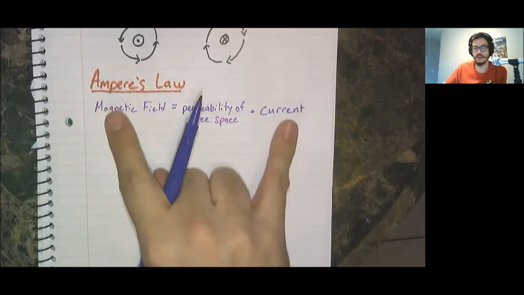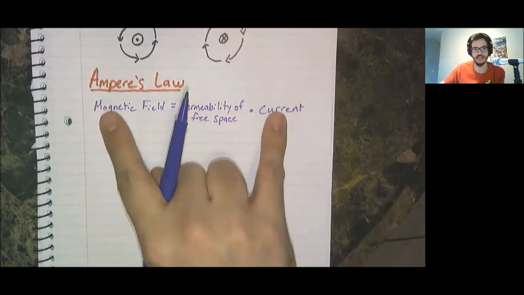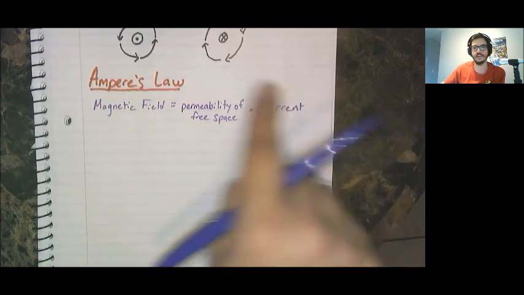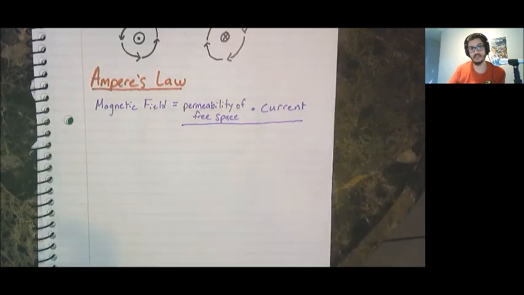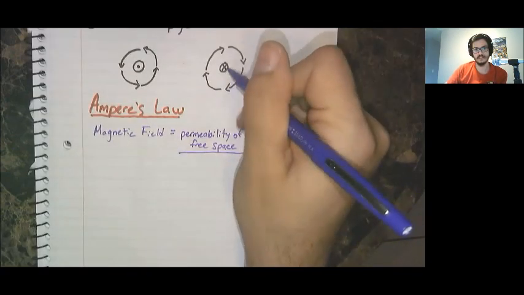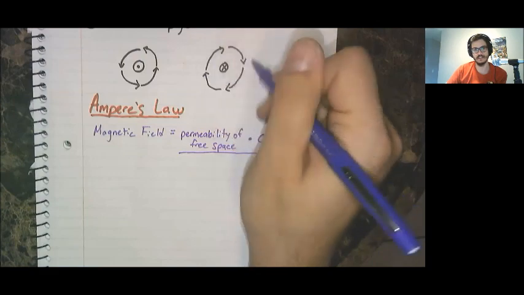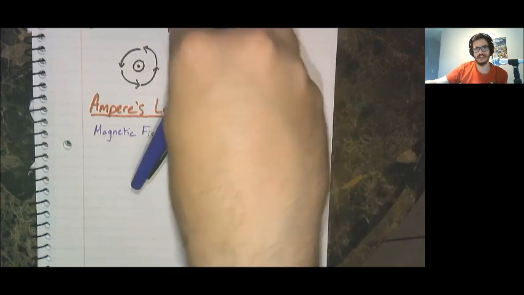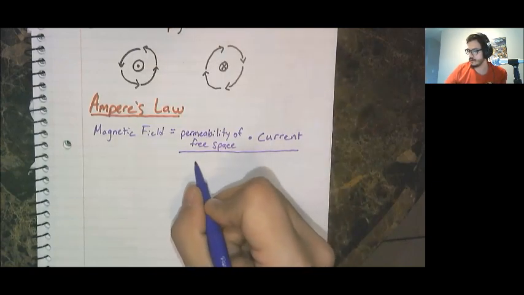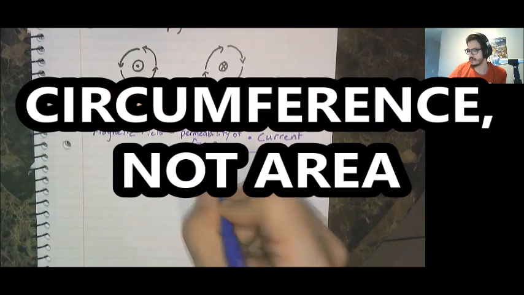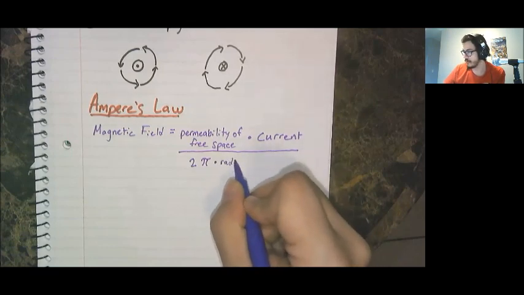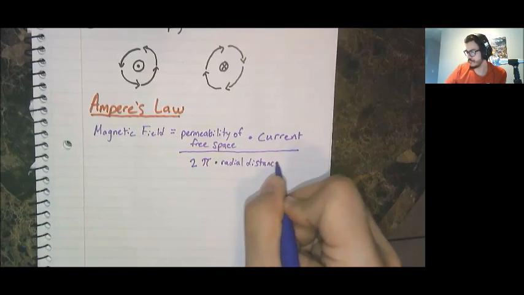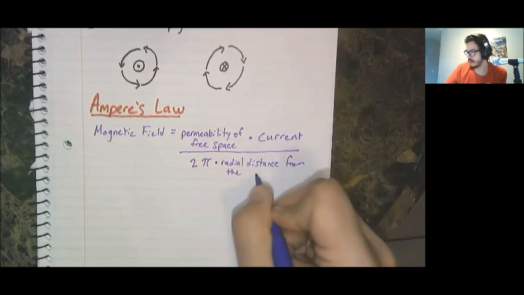Notice that these two are both on the tops of their sides of the equation. That gives that a direct proportionality. Inversely proportional is the distance. Now, of course, this distance is affected by the fact that it's in a circle. So as it spreads out in a circle, you're weakening it by the circle. And of course, the circumference of a circle would be 2 pi r. So we're gonna have 2 pi times the radial distance from the current carrying wire.